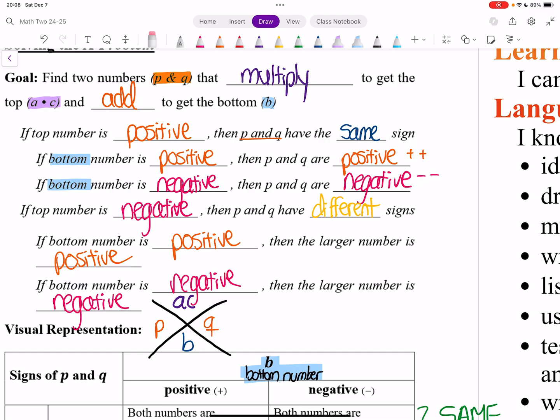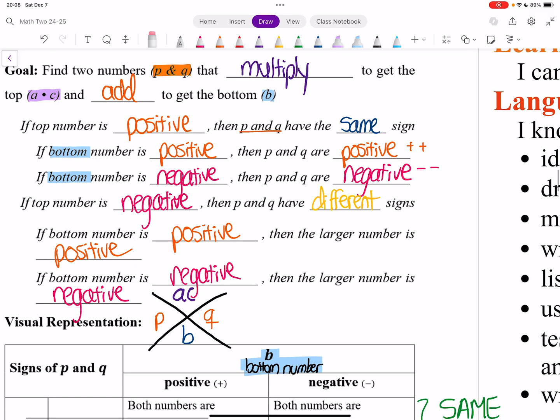We have another situation that we need to consider, which is that the top number of the x problem could be negative instead of positive. If it's negative, then p and q have different signs. That means one of them is positive and one of them is going to be negative. So, once again, if the top number is positive, think same sign. If the top number is negative, think different signs.